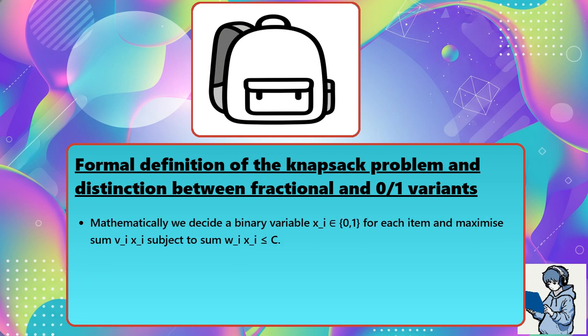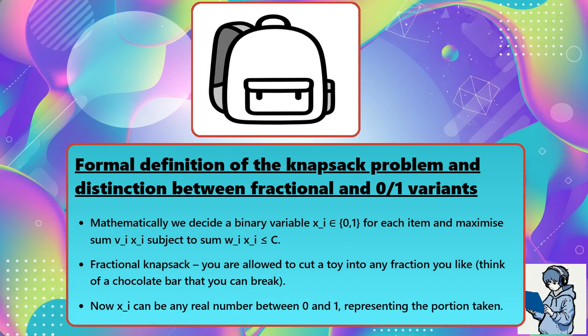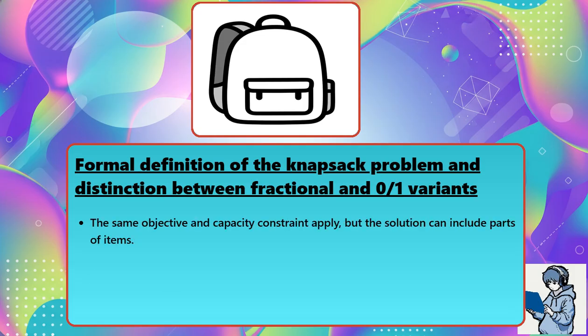Mathematically, we decide a binary variable x_i belonging to the set {0, 1} for each item, and maximize the sum of v_i x_i, subject to the sum of w_i x_i less than or equal to C. Fractional knapsack: you are allowed to cut a toy into any fraction you like. Think of a chocolate bar that you can break. Now x_i can be any real number between 0 and 1, representing the portion taken. The same objective and capacity constraint apply, but the solution can include parts of items.